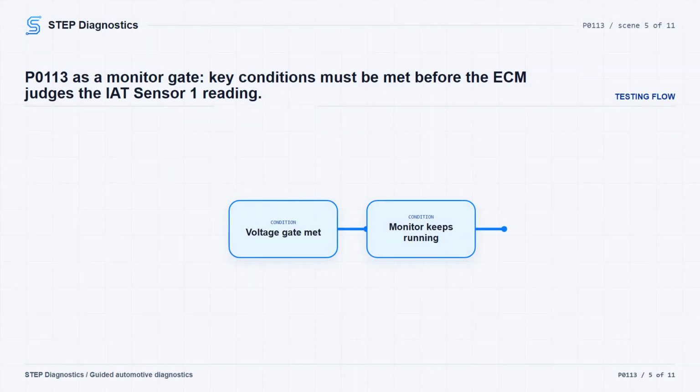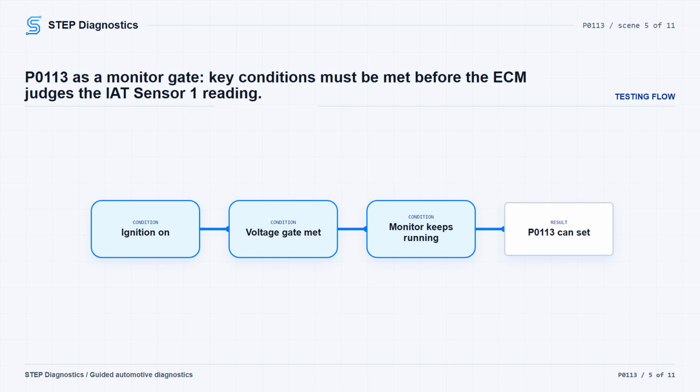For P0113, treat the running conditions as the monitor gate, not as a parts decision by itself. The key voltage condition is ignition voltage greater than 8.5 volts, and once the required conditions are met, the monitor runs continuously. The setting formula for this target code is IAT sensor 1 warmer than 149 degrees Celsius, 300 degrees Fahrenheit, for greater than 5 seconds.